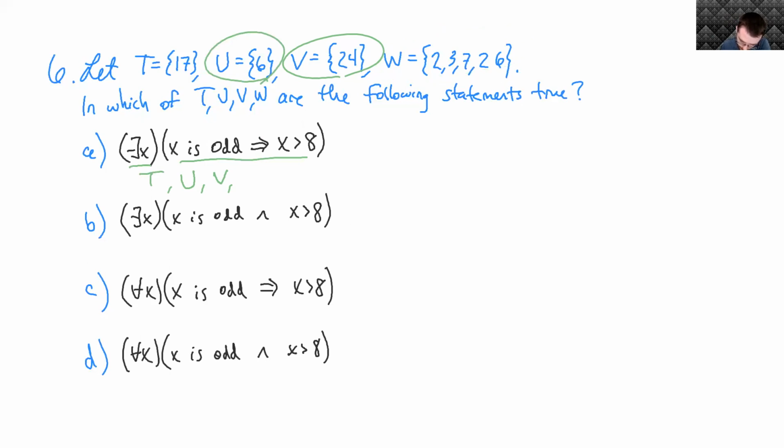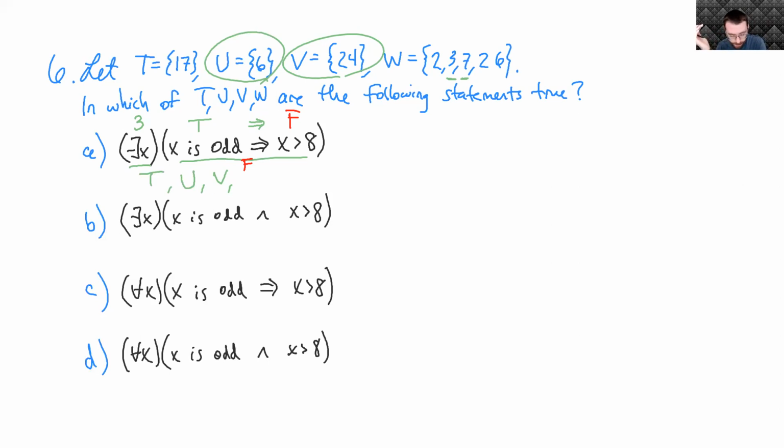W contains, well, it has these numbers. Actually, let's break it up. We have a couple odds. Those are odd. So let's take 3, for example. We'll set x equal to 3. So x is odd, yes. But is x greater than 8? No. And true implying false is overall false. So 3 doesn't satisfy it, nor does 7 for the same logic.